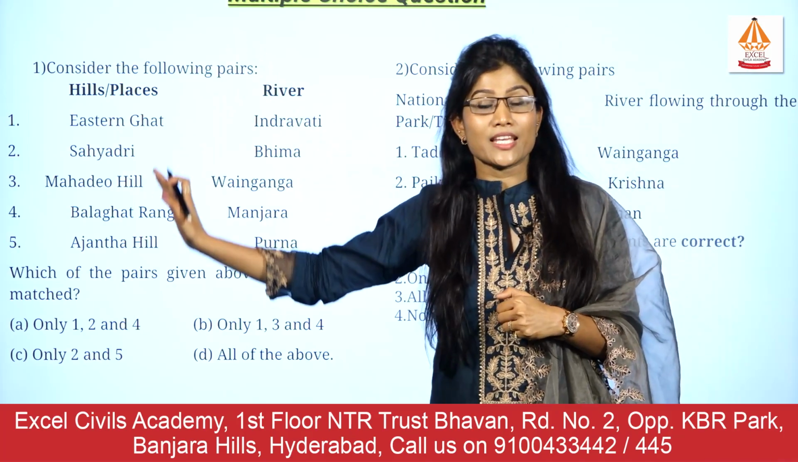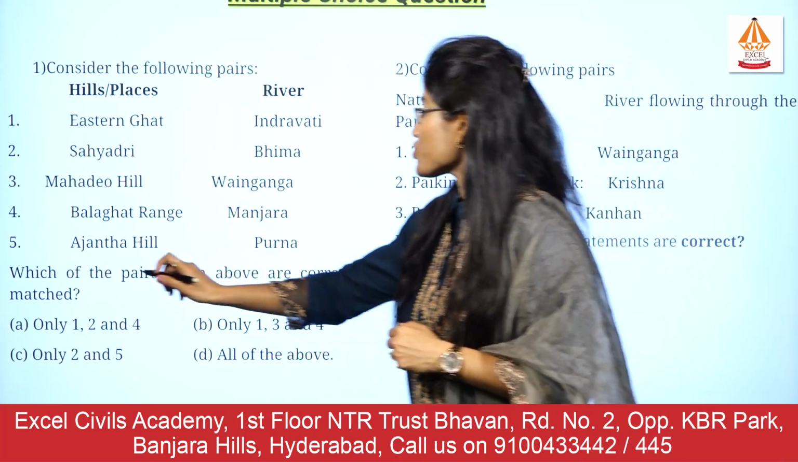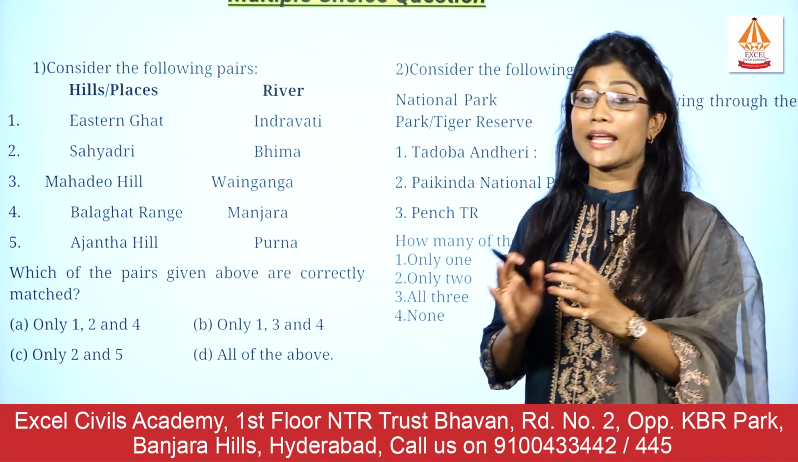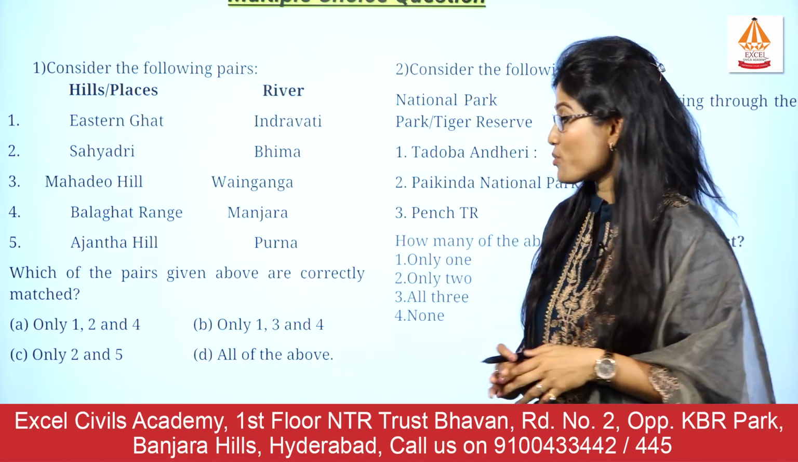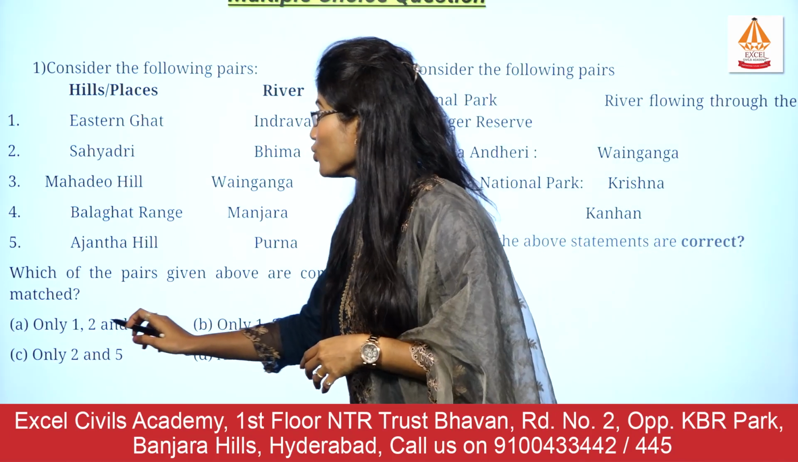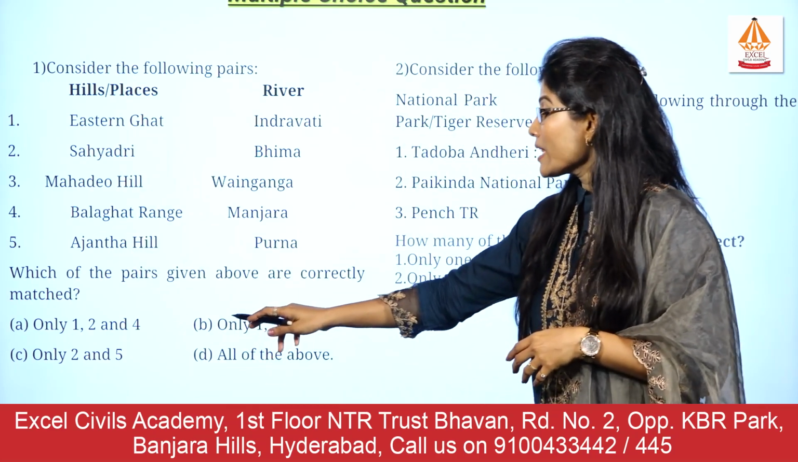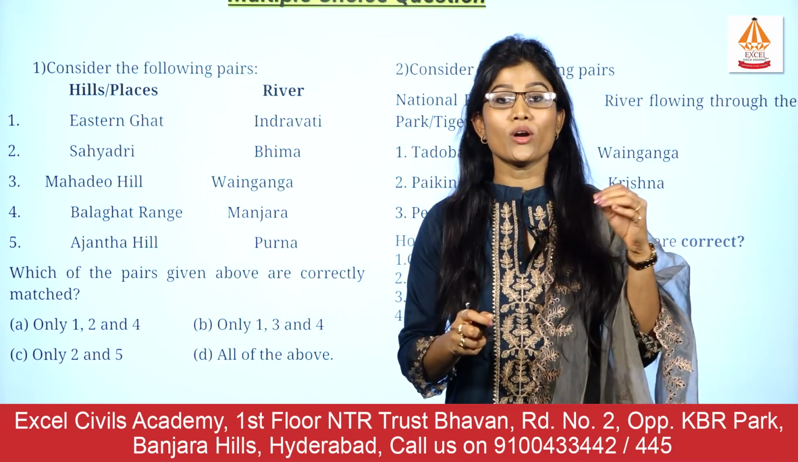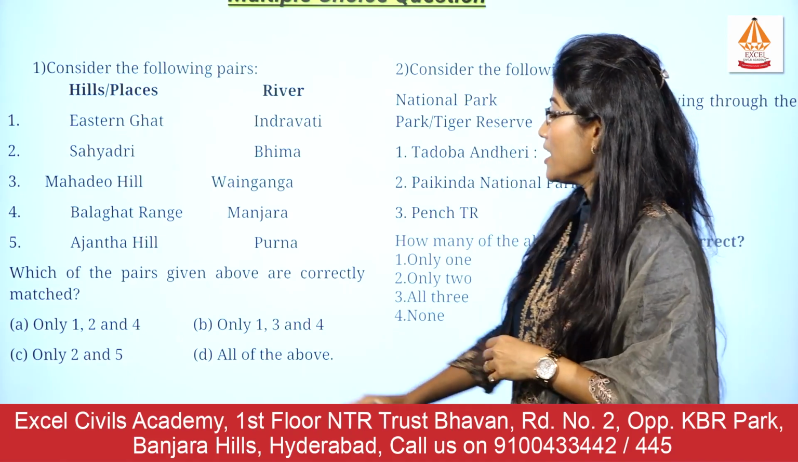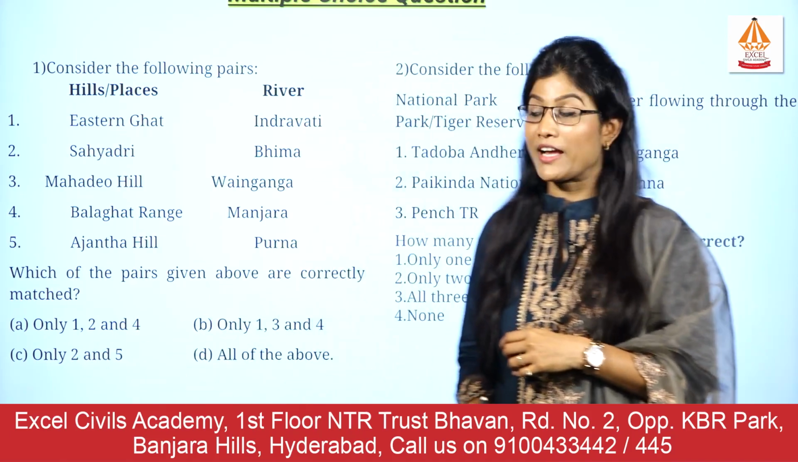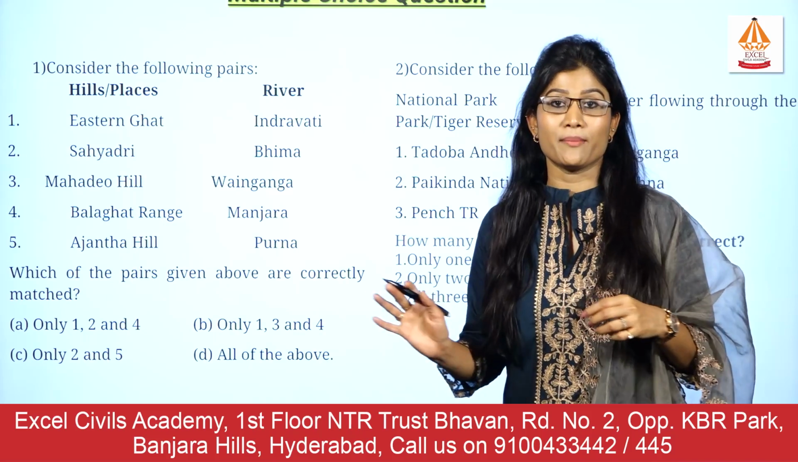So these are the pairs given. Which of the pairs given above is correctly matched? The first option is only 1, 2 and 4, that means the first, second and fourth pairs. The second option is only 1, 3 and 4. C option is only 2 and 5, and D option is all of the above.